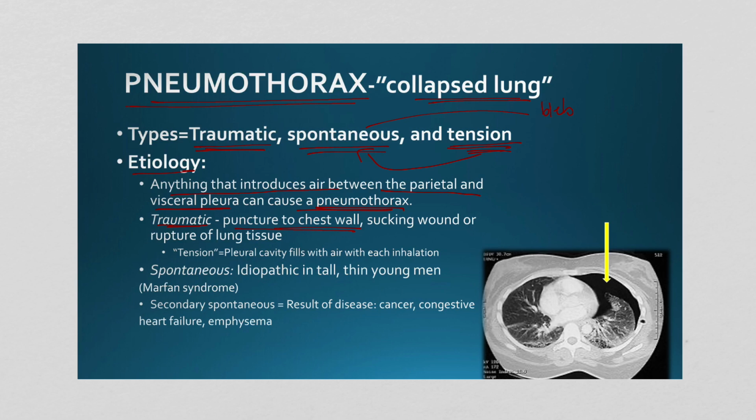And then you have the spontaneous, which is idiopathic, right? Most often occurs in tall individuals because their tissue is thinner, and so they're able to develop the blebs. And by that, I'm referring to those with Marfan syndrome. You can also have a secondary spontaneous pneumothorax, which is a result of disease. So cancer or congestive heart failure, where air or fluid is allowed to enter into the parietal and visceral pleura.